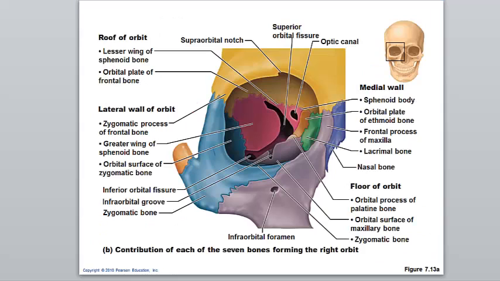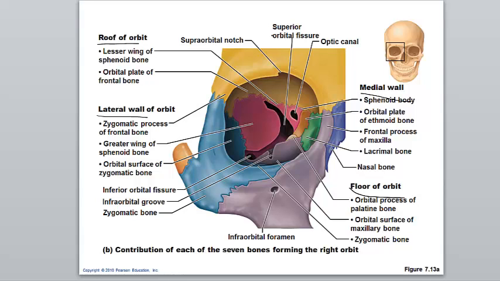Okay, orbits are basically made of a bunch of bones coming together to form that space. So the orbit is nothing but this entire area where it houses the eyeball. Okay, you have different walls for your orbit as well. Roof of your orbit, lateral wall of your orbit, and medial wall of your orbit, followed by the floor of your orbit. So you have 4 walls for your orbit. So let's look at the roof of your orbit.